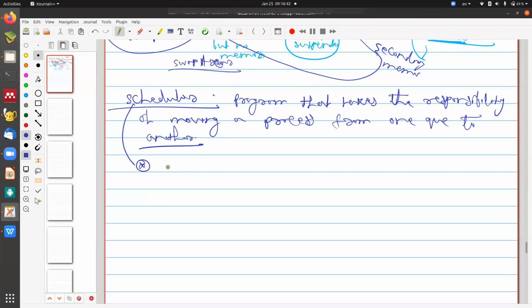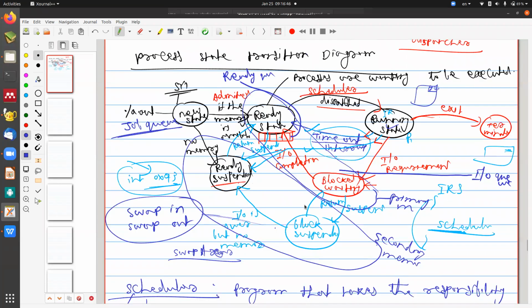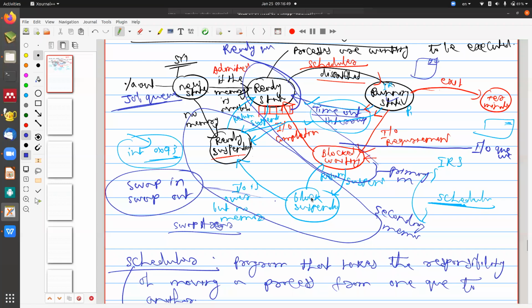Tell me. In that, block waiting to block suspended, when do we go? Block waiting to block suspended. Block waiting to block suspended.